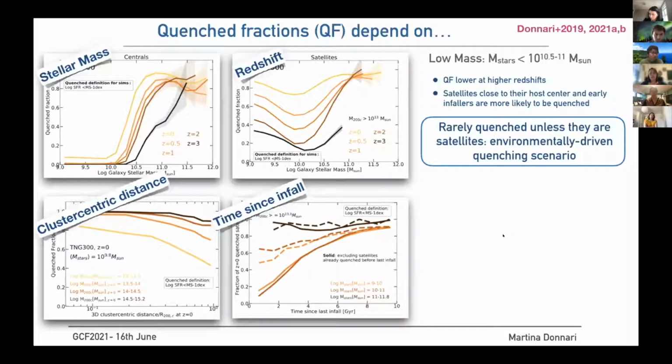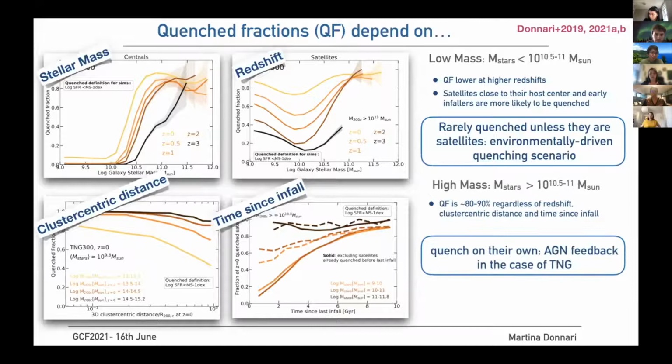But if we just have a look at high mass satellites, so for stellar mass larger than 10^10.5, 10^11, we can see that the quench fraction is always 80–90%, regardless of redshift, as you can see here, the cluster-centric distance, or the time since infall. Meaning that these massive galaxies can quench basically on their own, without the effect of the environment. This means that they are quenching because of secular internal processes. That in TNG is mainly the AGN feedback.